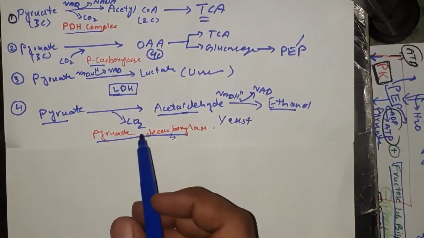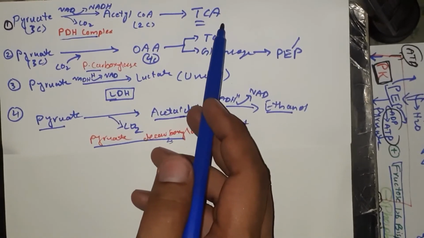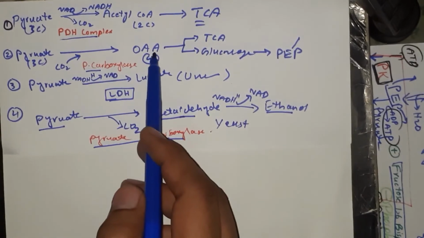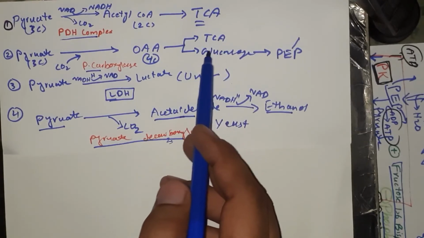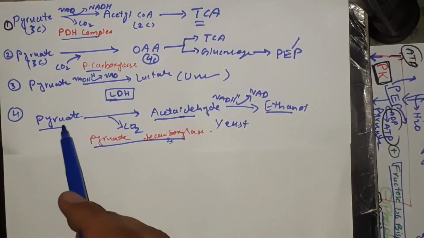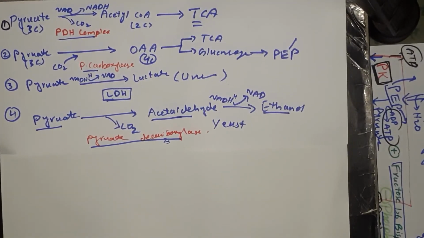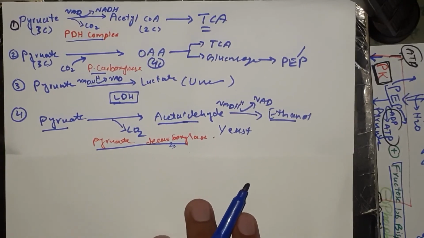So these are the four fates of pyruvate. Pyruvate may be converted into acetyl CoA that goes into the TCA cycle. It may be converted into oxaloacetate that may enter the TCA cycle or gluconeogenesis. Pyruvate may be converted into lactate, or pyruvate may be converted into ethanol. So these are the four fates of pyruvate, and in the next video we will study the TCA cycle in detail.